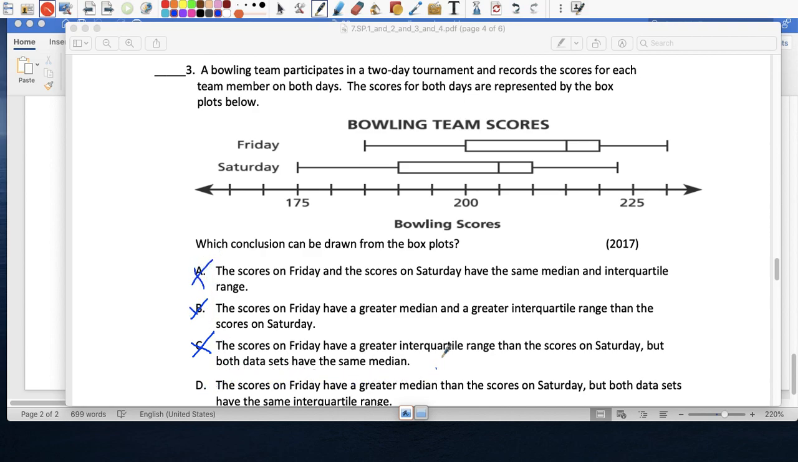The scores on Friday have a greater median. True, right? Number in the middle, this line right here. But both data have the same interquartile range. Yeah, so D is the answer.